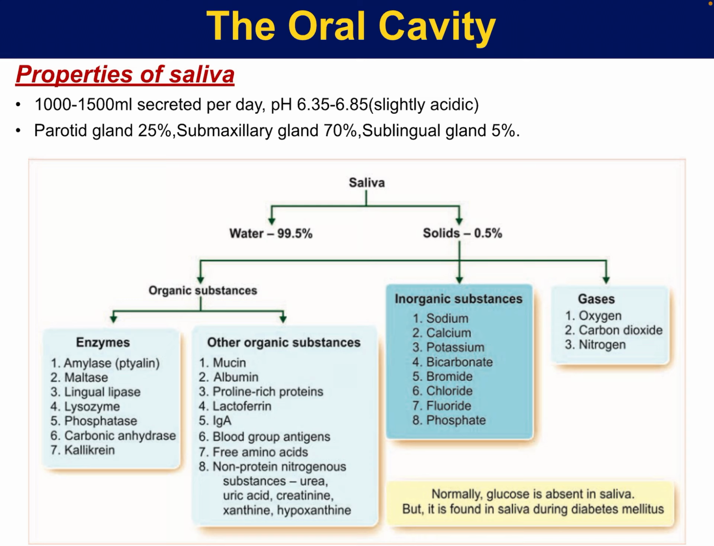Next, we are moving on to the properties of saliva. Per day, about 1000 to 1500 ml of saliva is secreted, which is slightly acidic in nature with a pH of 6.35 to 6.85.